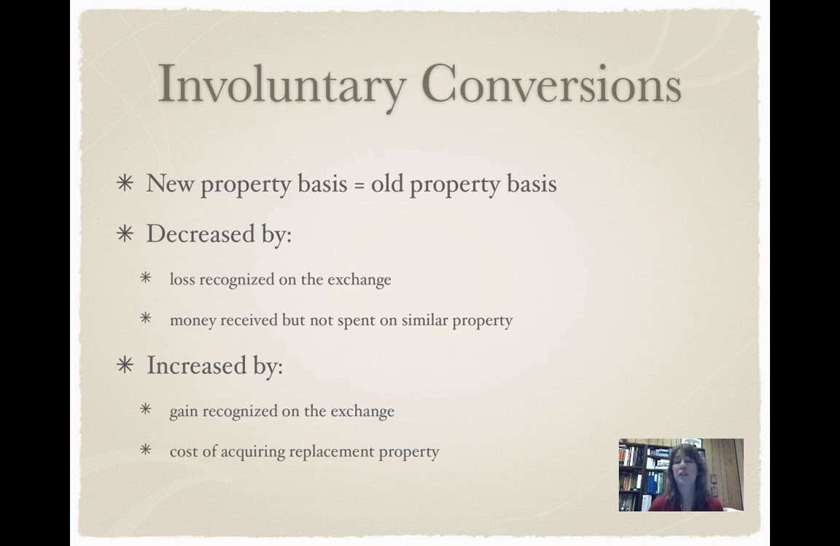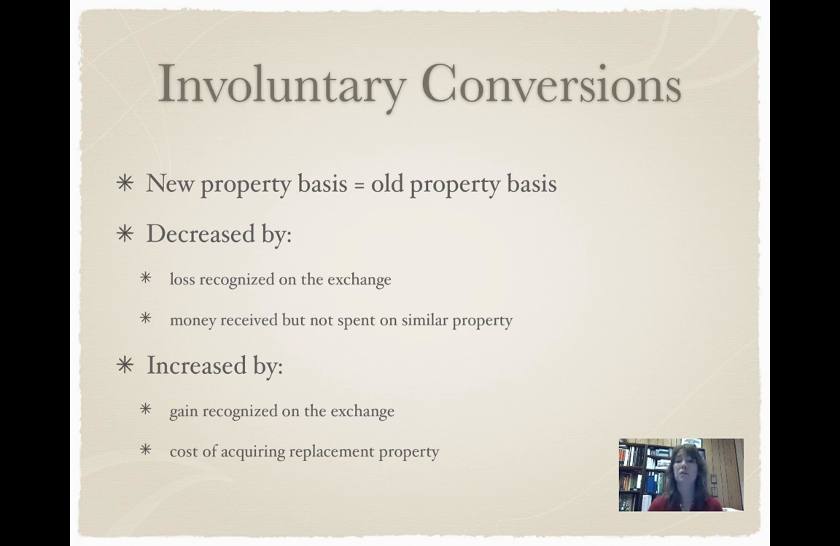Another type of exchange really is more of an involuntary conversion, where you had property that for one reason or another was converted or taken from you. Then you go get another property. And so the new property basis can be considered the same as the old property basis. That's our starting point.